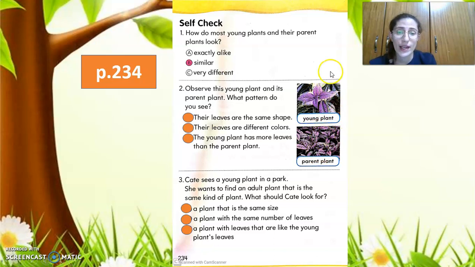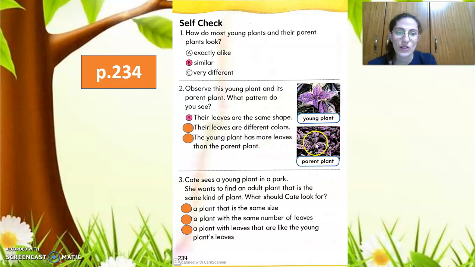A, their leaves are the same shape. B, their leaves are different colors. C, the young plant has more leaves than the parent plant. Does the young plant have more leaves than the parent plant? Let's see. A, their leaves are the same shape. Do they share the same shape? Correct. This is the pattern. They both have the same shape.